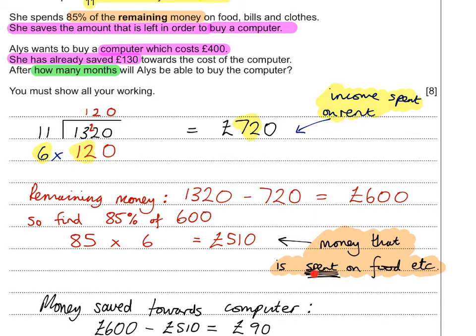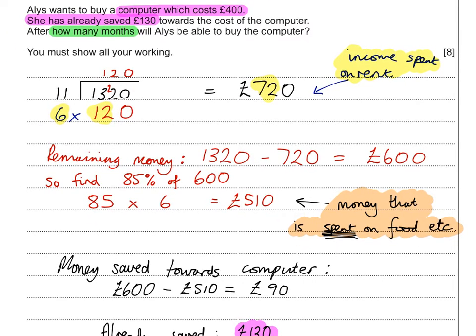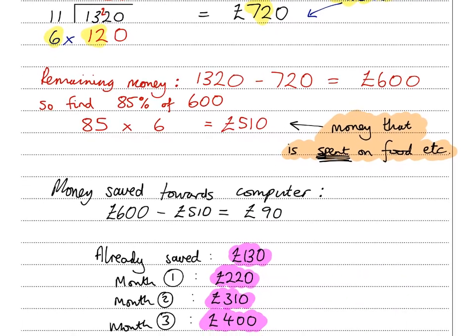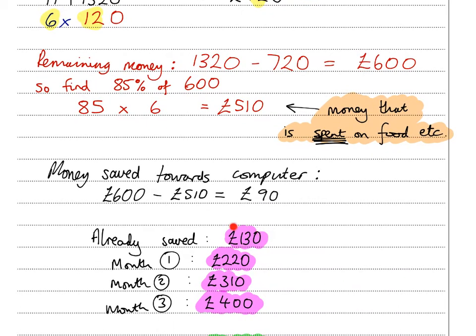The reason why I've underlined spent a load of times was for the next line. I know that she had £600 left, but because she spent it, that suggests I'm losing that money, so I'm subtracting it. So 600 take away the 510 that gets spent on food, etc., leaves me £90 a month that I can save towards the computer. So already saved is £130.